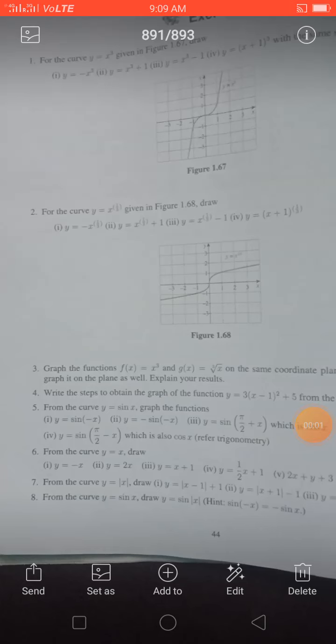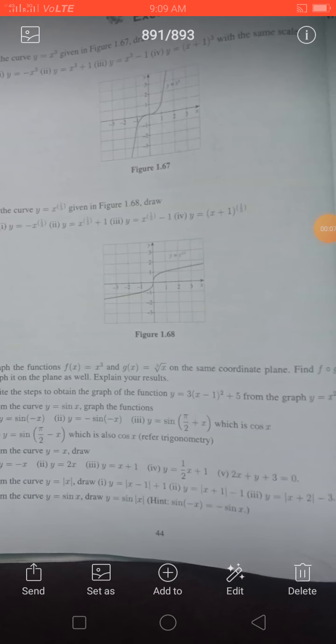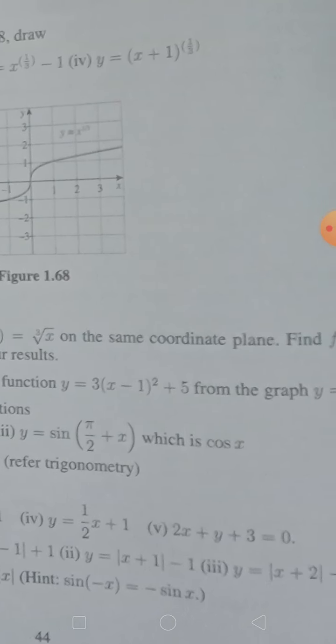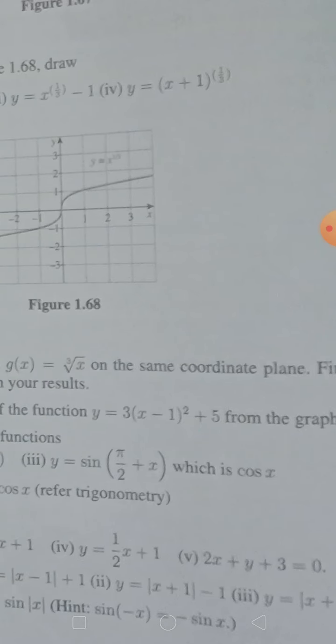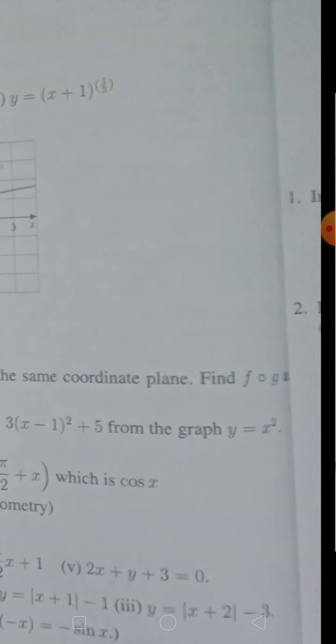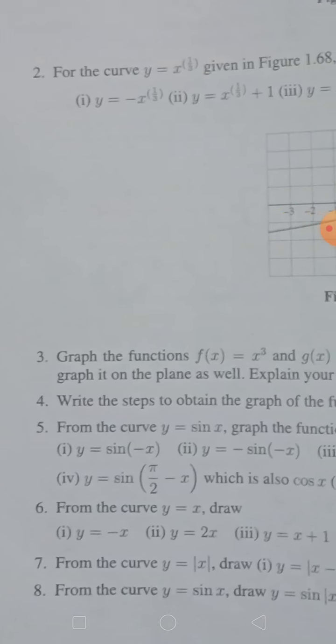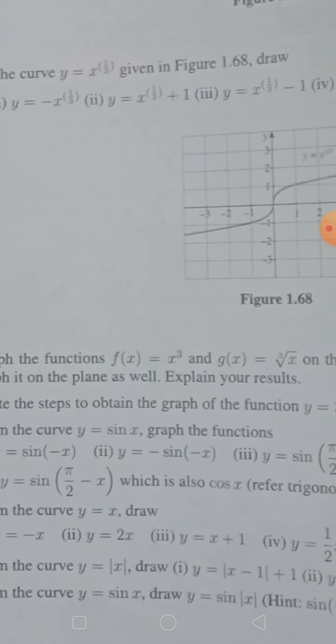Okay, exercise 1.4, third sum. Graph the function f of x is equal to x cube and g of x is equal to cube root of x on the same coordinate plane. So we have to use only one graph, okay? And then find f composite g and graph it on the plane as well.